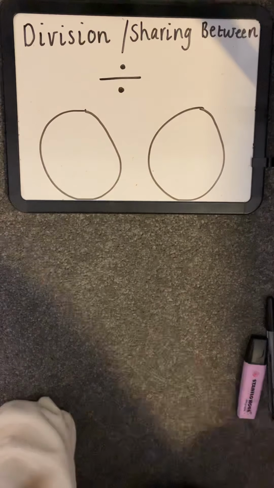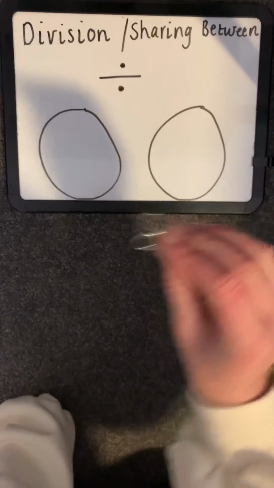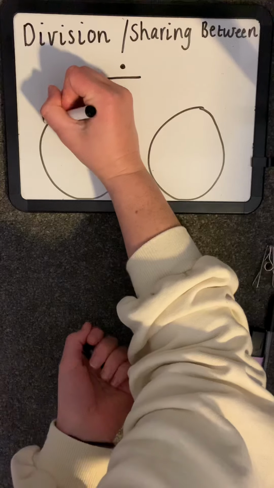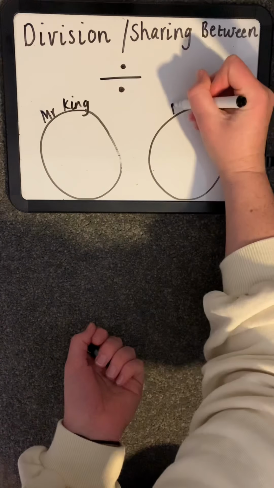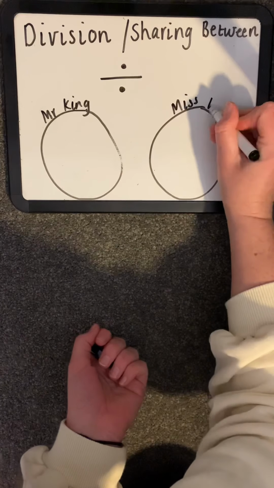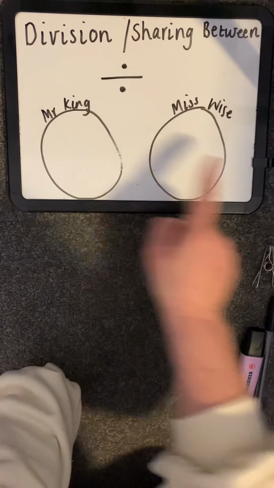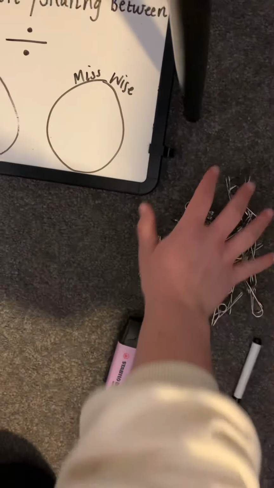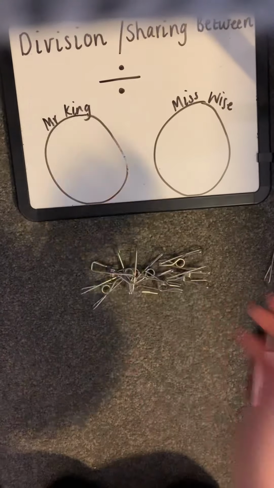Let's say that I have some very special magic pegs, super exciting. Let's say I'm going to share them between Mr. King and Miss Wise. When I share them, I am going to just take a pile, and you can probably see me do that. I'm just going to take a random pile with my eyes closed, so I haven't taken them all, and then I'm going to put them there.